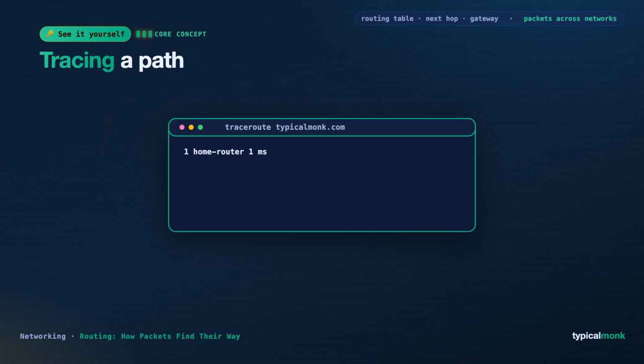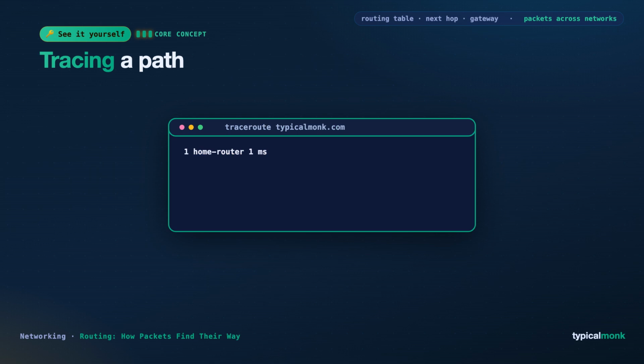Before we recap, here is a way to witness everything we have discussed with your own eyes, using a tool built into virtually every computer. The tool is called Traceroute, or Tracert on Windows, and it reveals the actual sequence of routers a packet passes through on its way to a destination.